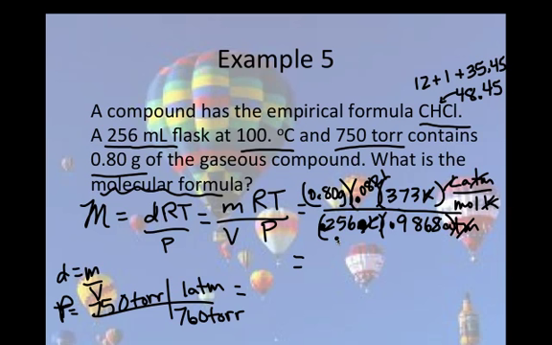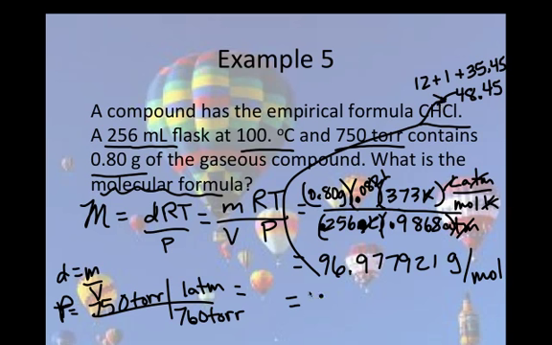Okay, looks like we're ready to do some math. And I'm getting a molar mass of 96.977921, blah, blah, blah. And I've got what's left? Grams over moles. Hey, that's the units for molar mass. We must have done something right. And it looks like this doesn't match, right? But it's about twice as much. So if you're not sure, take your molar mass and divide by your empirical formula mass just to see. Molar mass over empirical formula mass.